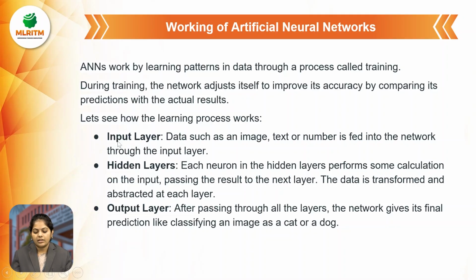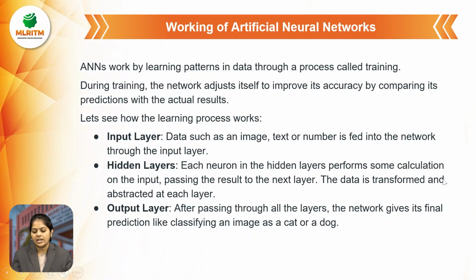Coming to the first layer, the input layer, data such as an image, text, or a number is fed to the network through the input layer. In the hidden layer, each neuron performs some calculations over the input and passes that result to the next layer.